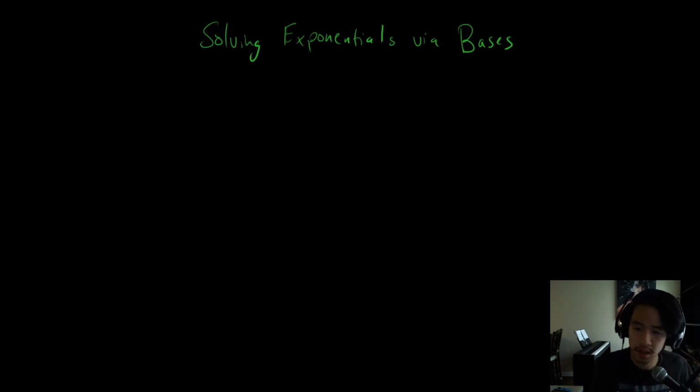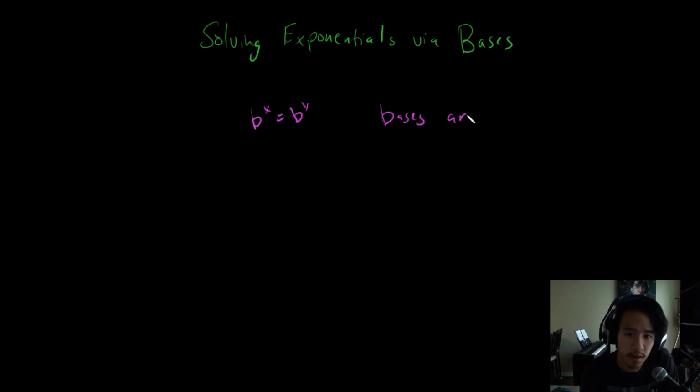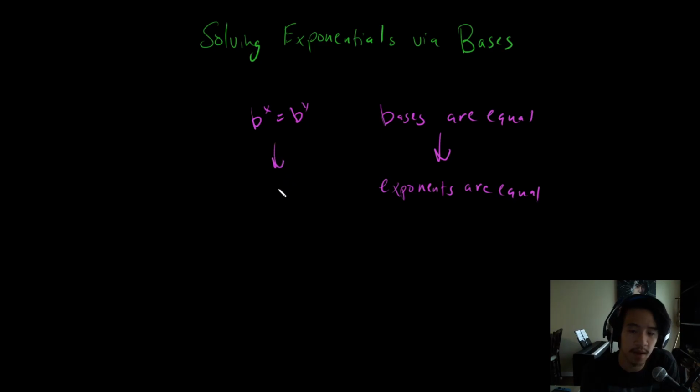So this concept revolves around this one fact. If my bases are the same, so let's say you've got b to the x equals b to the y. Notice how both my bases are b. So the bases are equal. That just means that the exponents are also going to be equal. So in this case, b to the x is equal to b to the y. From there, you can say x is equal to y. So it all revolves around this one fact.